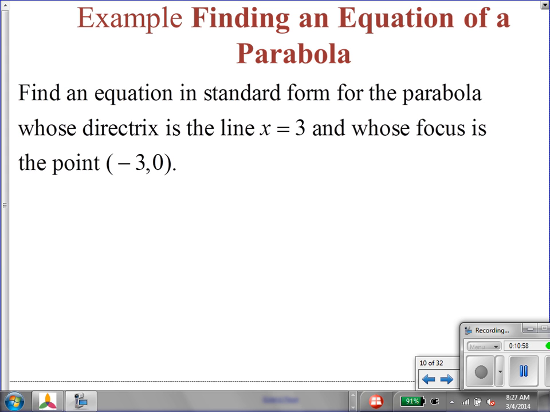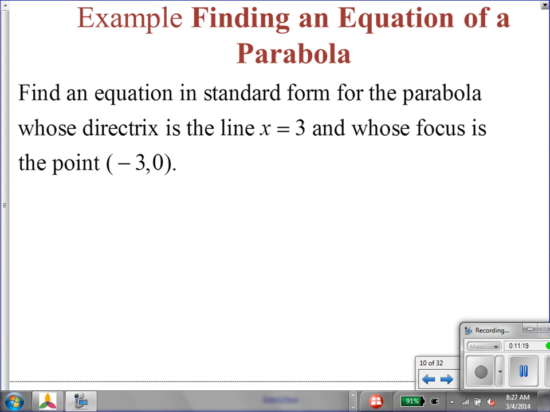So if the directrix line is x equals 3, what kind of line is that? Vertical or horizontal? X equals 3 is vertical, right? 3, 0, 3, 1, 3, 2, 3, 3. It's vertical. So if it's a vertical line, then which way is the parabola opening? It can't open up and down because then the line would be cutting it. It's got to be left and right.